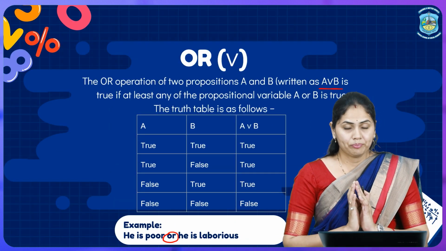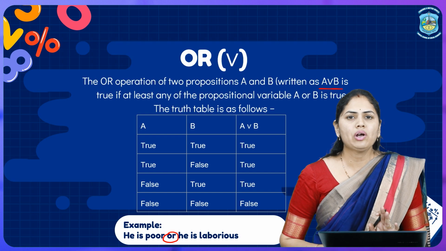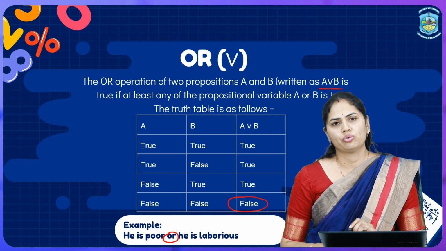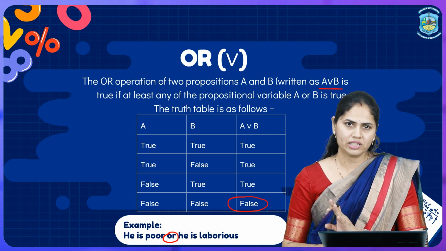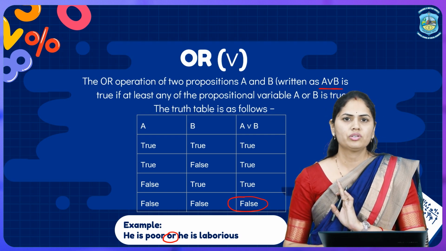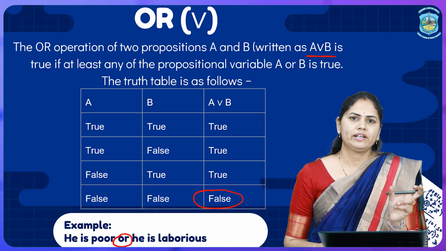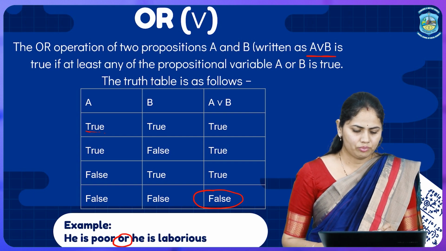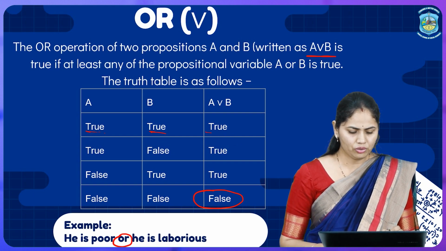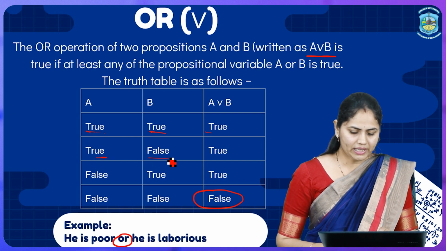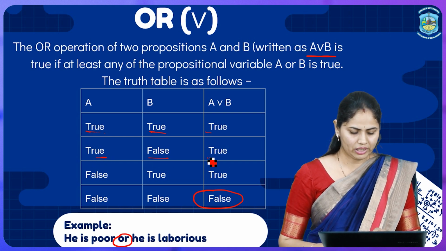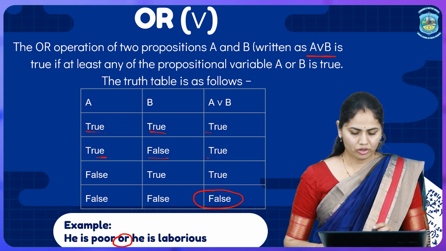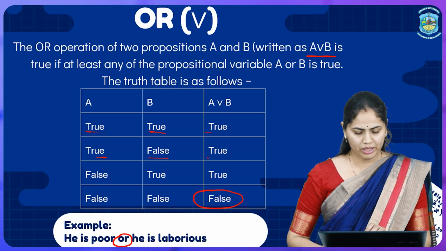Now, if both the statements are false, then only its truth value will be false, otherwise its value will be true. Means if any of the statements is true, its truth value will remain true. If both the statements are false, then only the value will be false. So, if both statements are true, its value is true. If the first statement is true and the second statement is false, then the value is true. For example, he is laborious or he is not laborious. So, if we perform the OR operation, its value will be true.